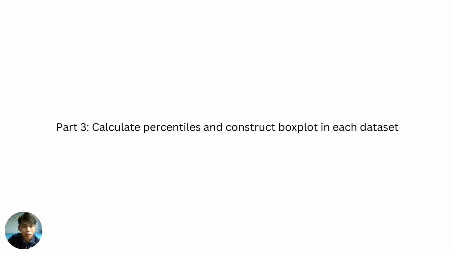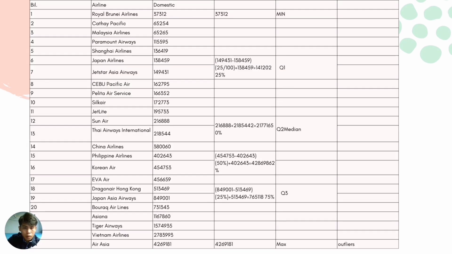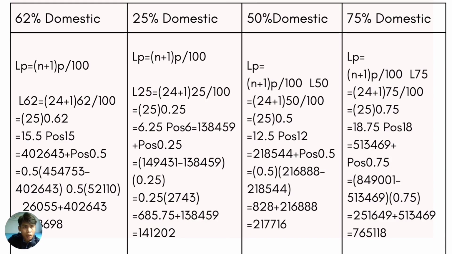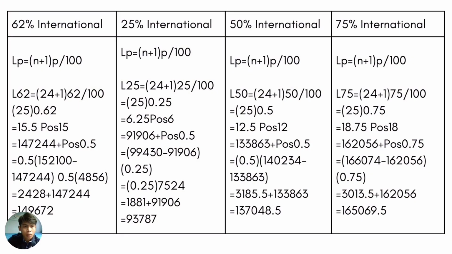The question is calculate percentiles and construct box plot in each dataset. First, I arrange the data like this for the domestic and this for international. Next, I find the 25%, 50%, 75% for domestic using this method. Next, and this is for international, I use the same method.